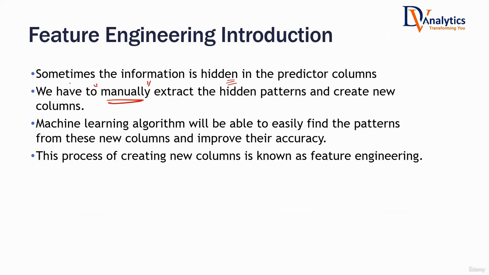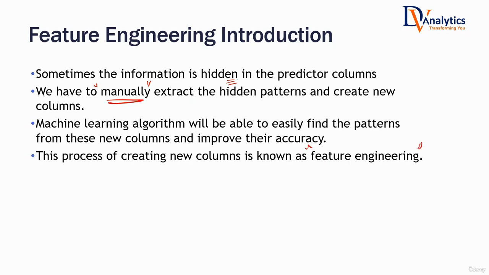We have to understand the business problem. Based on that, we have to manually extract the hidden pattern and create a new column. The machine learning algorithm will then use those new columns and try to improve the overall model accuracy. If you directly give the raw column as it is, then the ML model will not be able to use it. But if you derive new columns, then the ML model will use it, and you will get better accuracy. This process of creating new columns, derived features, is known as feature engineering.